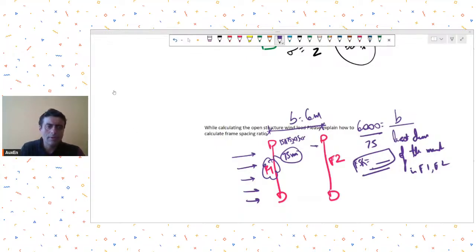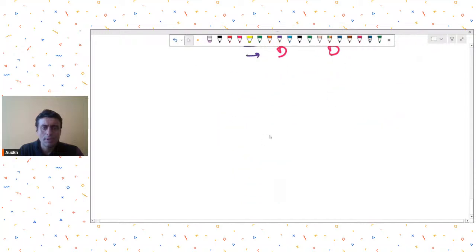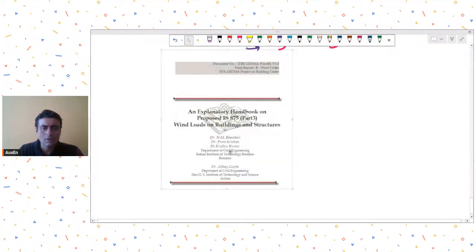So that document is easily available on the internet. You can download that document. It is called the Explanatory Handbook on... I'll just show you a screenshot. You can download it from the internet also, or you can just message me, I'll share the PDF. So this is that document. Are you able to see this?